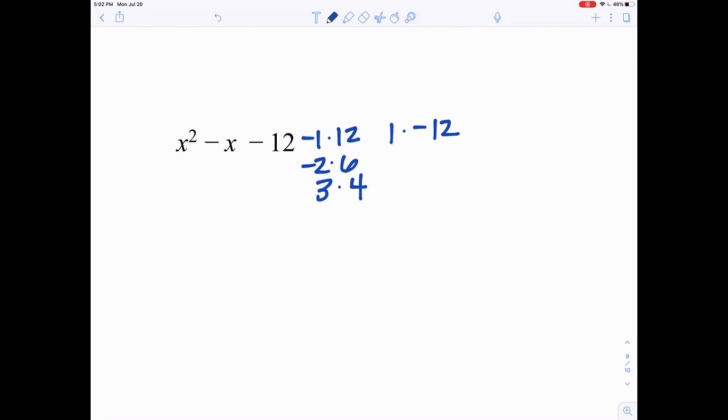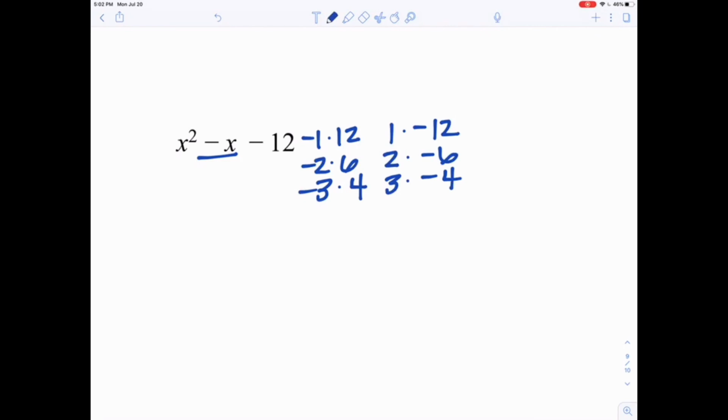Negative 2 times positive 6 and 2 times negative 6. Negative 3 times positive 4 and 3 times negative 4. Okay? All of these scenarios will give me negative 12. So now I have to find which one adds up to give me negative 1.